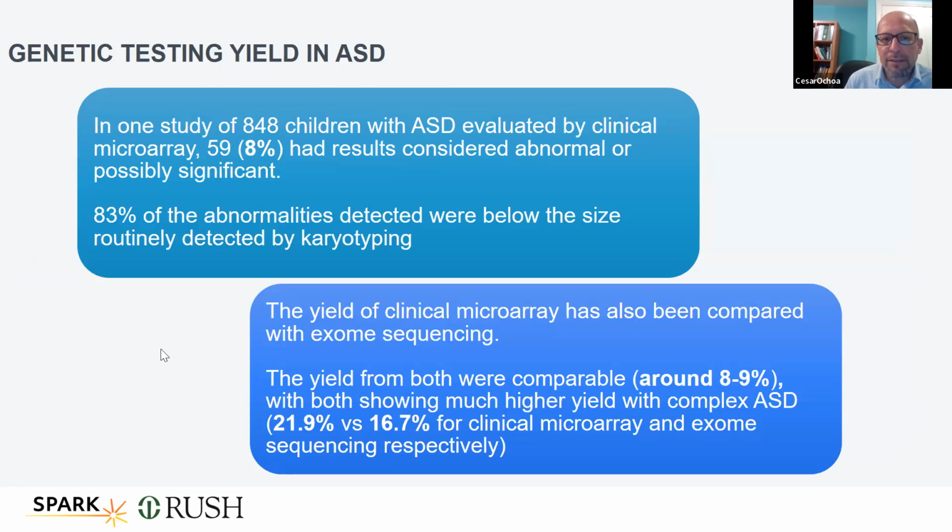So what's the yield? I'm showing here studies that show that the yield is 8, 9, 10%. If you have kids that look like they have different features that suggest a genetic condition, the yield is much better.